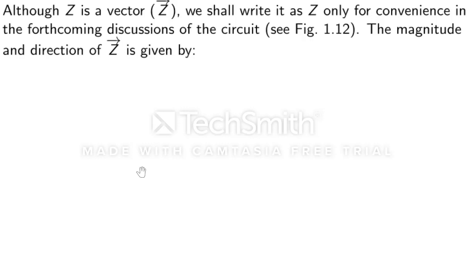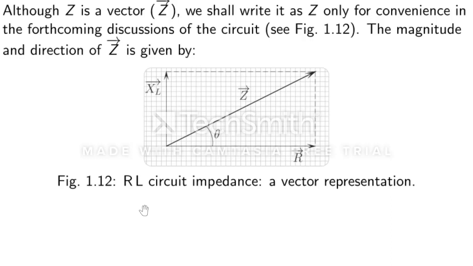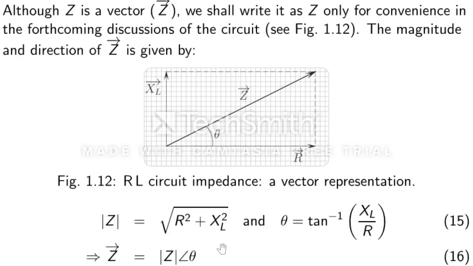Although Z is a vector, we shall write it as Z only for convenience in the forthcoming discussions. The magnitude and the direction of Z is given by Z is equal to square root of R square plus XL square, and theta is equal to tan inverse of XL divided by R, which implies vector Z is equal to magnitude of Z at angle theta. Here, theta is the angle by which E is out of phase from I, since I and E are sinusoidals having a phase difference of theta.